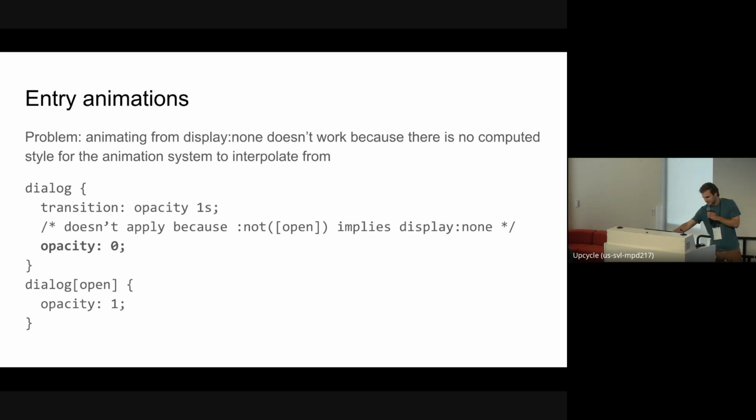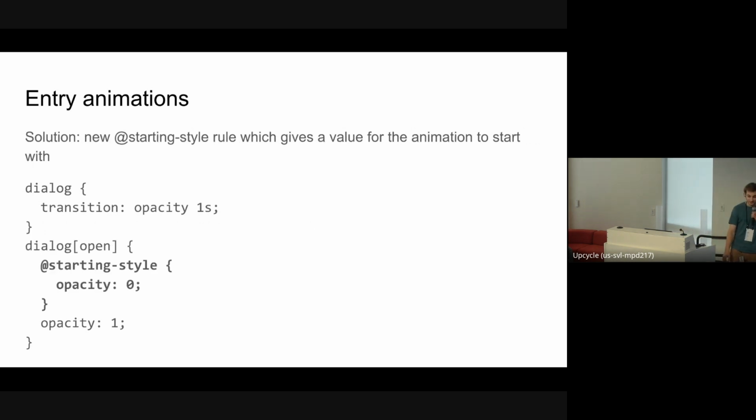To fix this, we added a new rule called starting style. You can see we moved the opacity 0 from the first rule to the second one. And now the animation system knows, okay, when the dialog opens, I'm going to start with opacity 0. And then we also have the transition opacity, and it's going to make a transition for opacity.